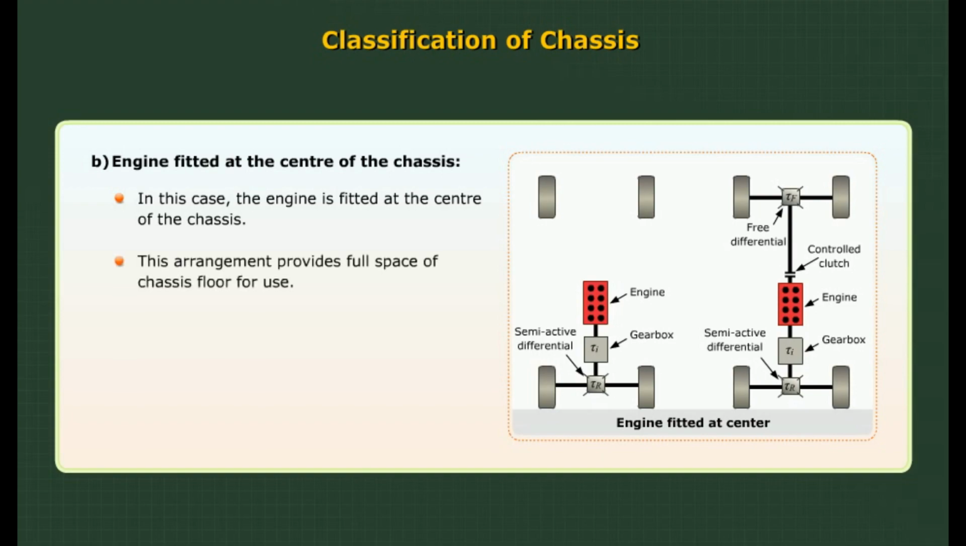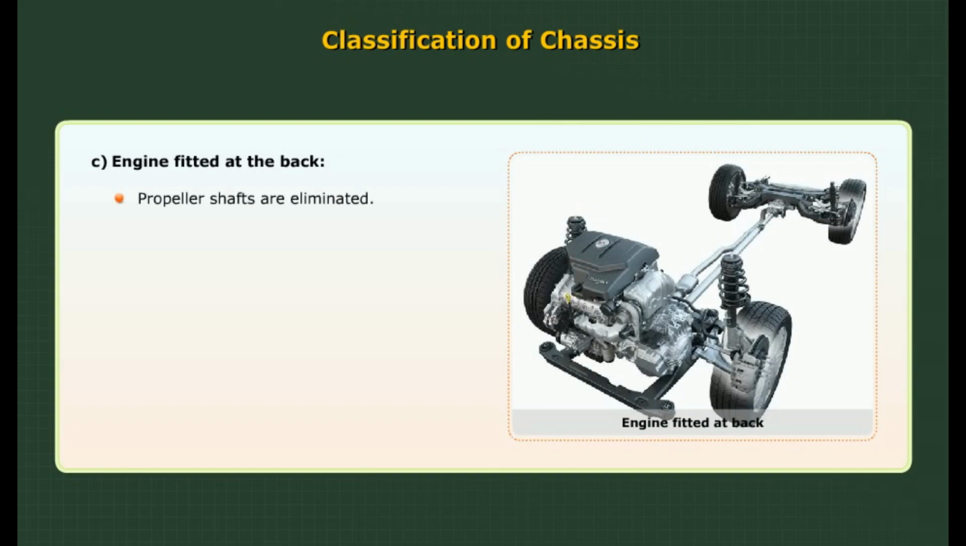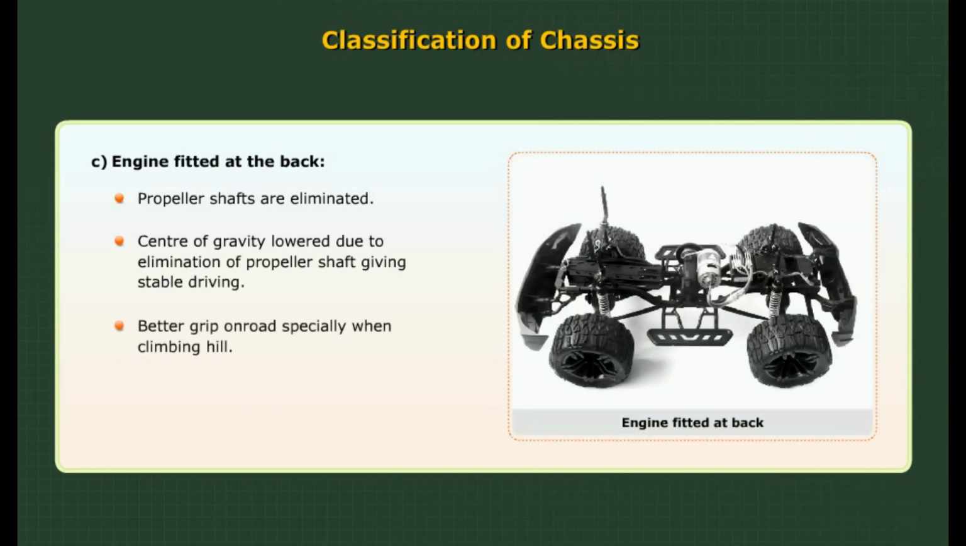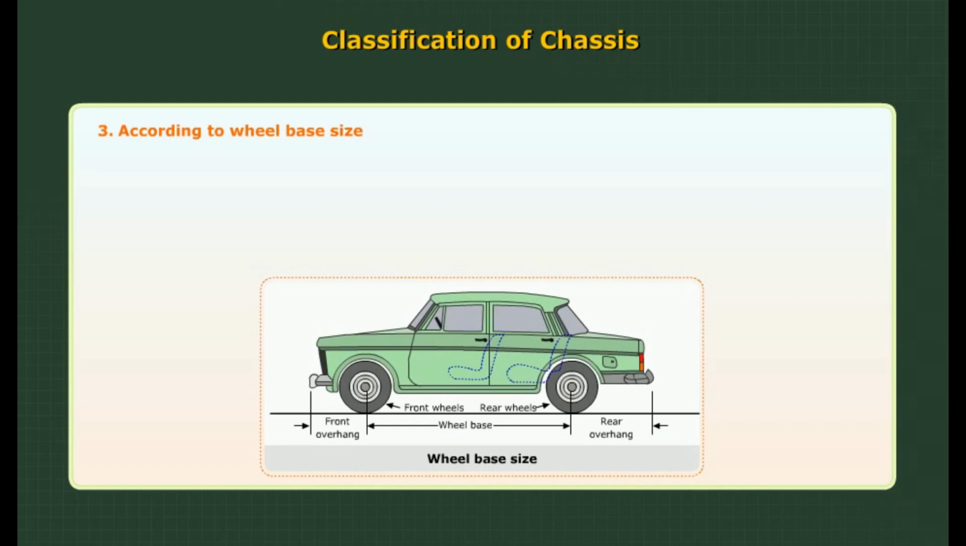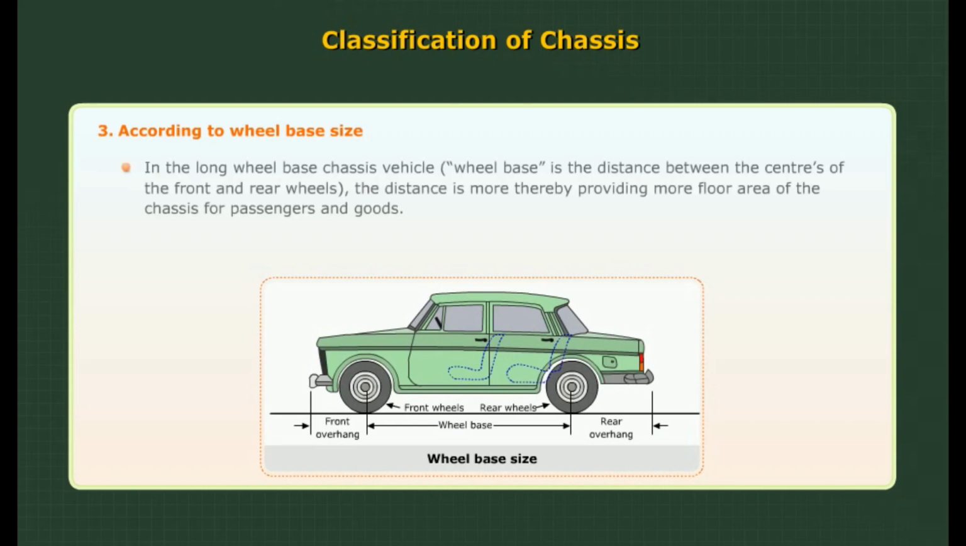This arrangement provides full space of chassis floor for use. Engine fitted at the back. Propeller shafts are eliminated. Center of gravity lowered due to elimination of propeller shaft, giving stable driving. Better grip on road, especially when climbing hill.